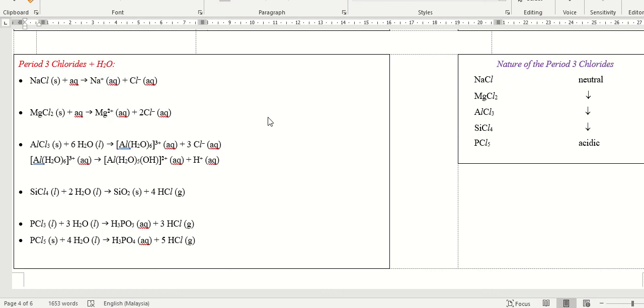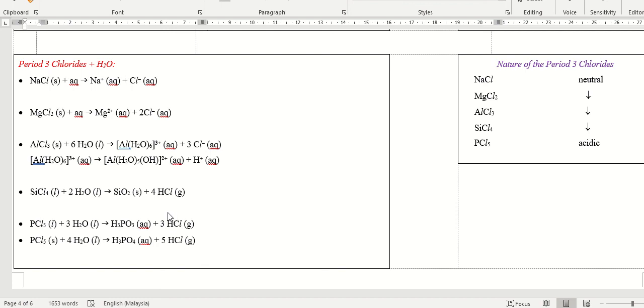Now let's show you another table, which shows all the reactions of chlorides with water. Now, we only look at silicon chloride and phosphorus trichloride because they are liquids, right? So silicon chloride reacts with water, hydrolyzed by water to form white solid and HCl fumes. Phosphorus trichloride reacts with water, we get phosphoric acid, phosphorus acid, and also HCl fumes.